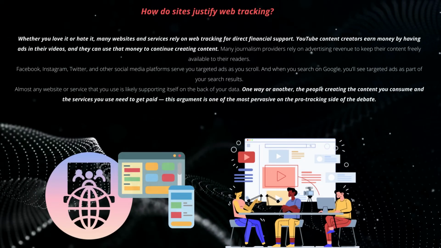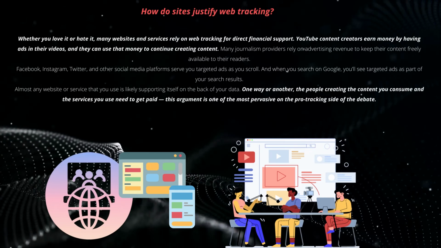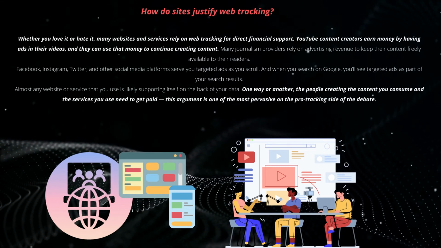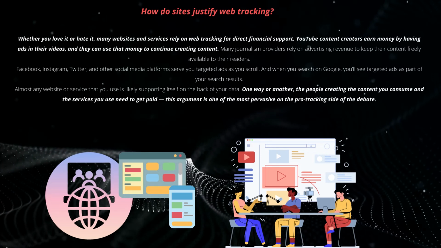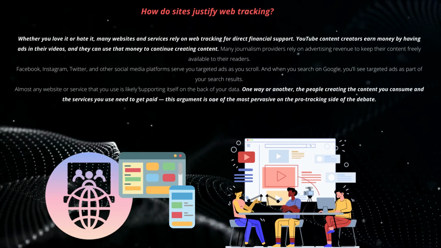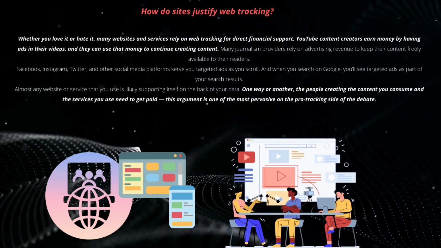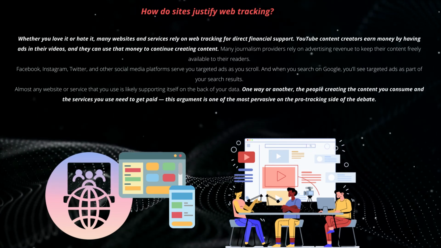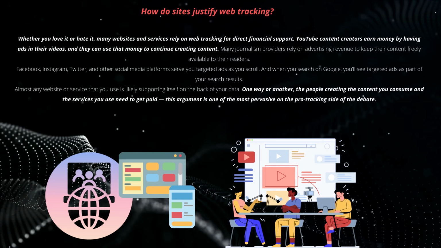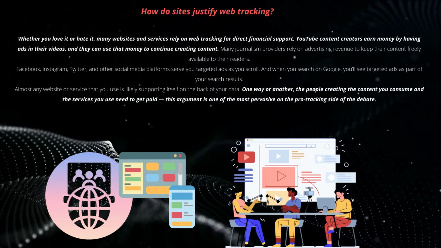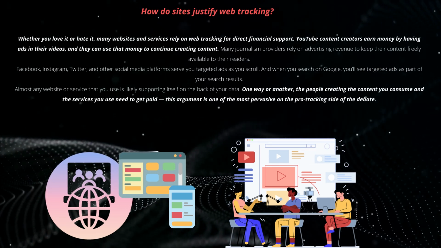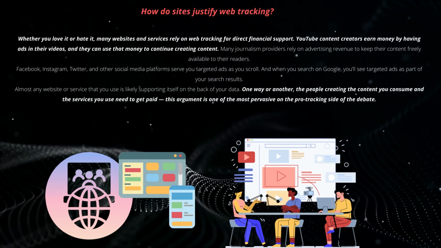Whether you love it or hate it, many websites and services rely on web tracking for direct financial support. YouTube content creators earn money by having ads in their videos, and they can use that money to continue creating content. Many journalism providers rely on advertising revenue to keep their content freely available to their readers. Facebook, Instagram, Twitter, and other social media platforms serve you targeted ads as you scroll. And when you search on Google, you'll see targeted ads as part of your search results. Almost any website or service that you use is likely supporting itself on the back of your data. One way or another, the people creating content you consume and the services you use need to get paid. This argument is one of the most pervasive on the pro-tracking side of the debate.